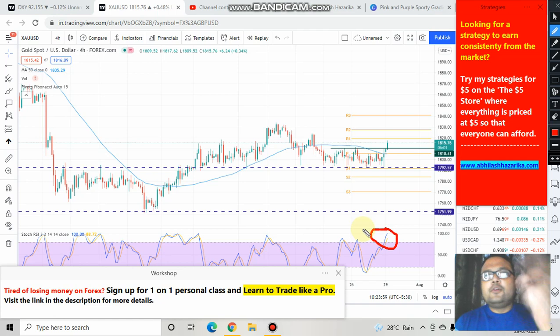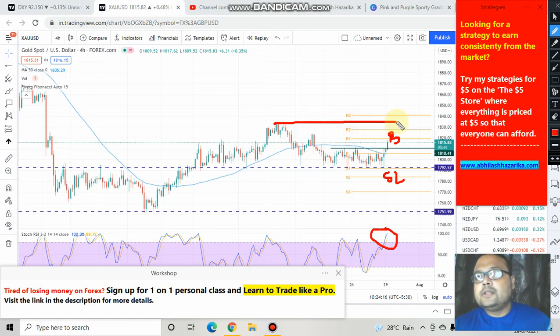zone. Therefore, my dear friend, I'll request you to wait for some time, because my theory is simple. Do not chase the market, let the price come to you. Because if you buy here, then your stop loss will be here, and this will be your take profit target, because there is a resistance here. So your risk to reward is not in your favor. You are messing with the trading discipline.